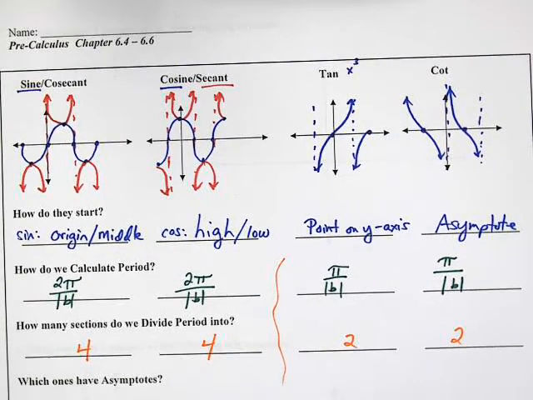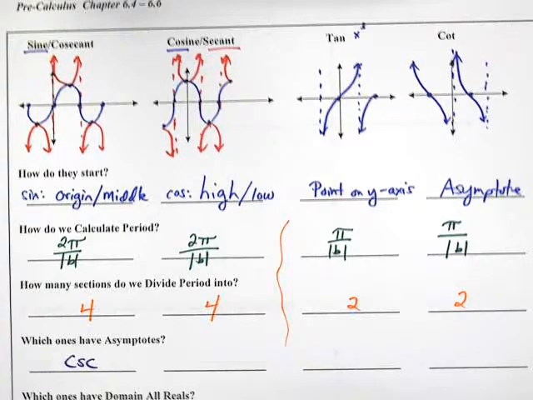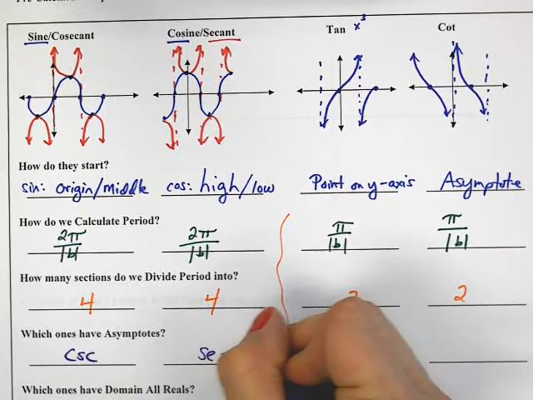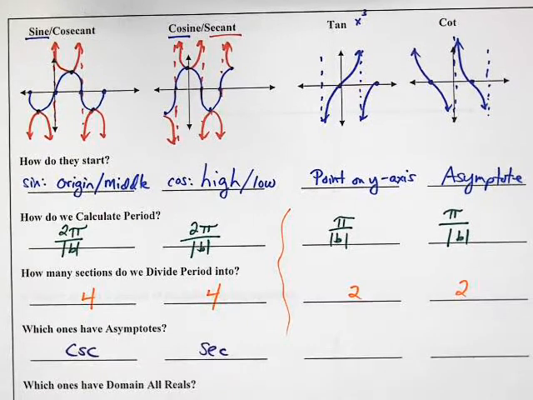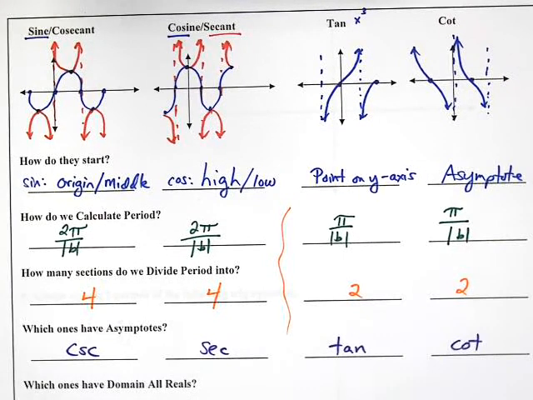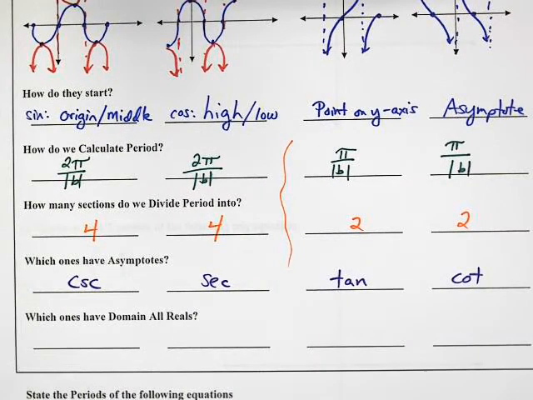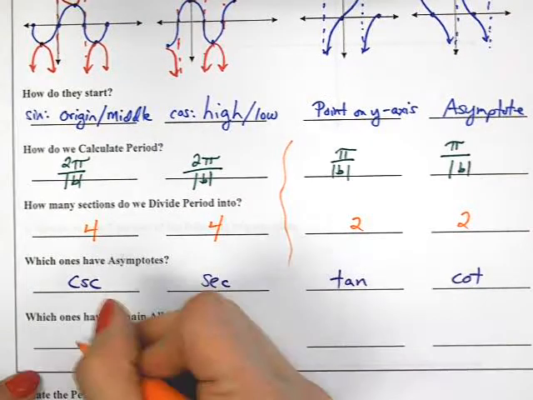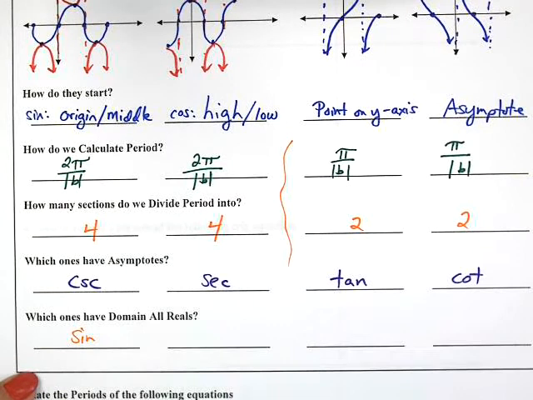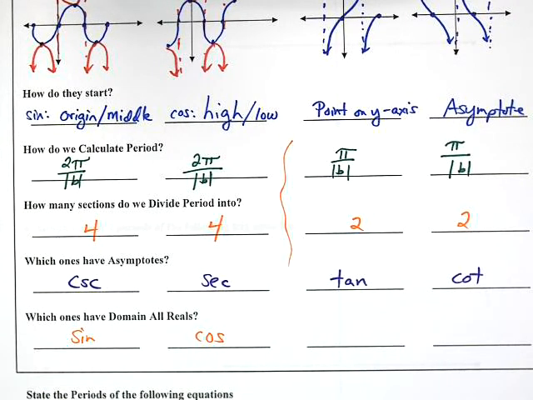Which ones have asymptotes? Okay, sine does not have an asymptote, but cosecant does, and secant does. Tangent, of course, and cotangent all have asymptotes. Okay, which one has domain all reals? Sine does. Sine never stops, and cosine never stops. And that's about it.